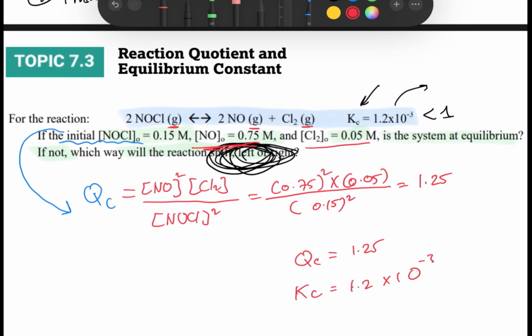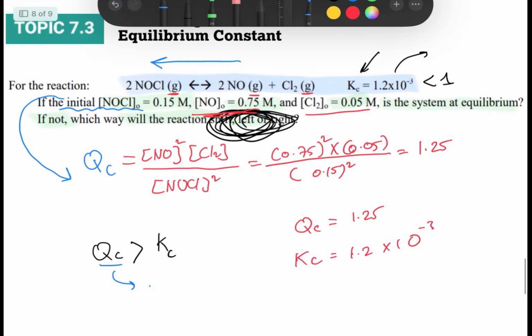Now, what's the relationship between the two? You can see that Qc is greater than Kc. So at that point, since Qc is greater, then we have too many products. In order to decrease the products, the reaction has to shift to the reactant side. So we can say that it's not at equilibrium.